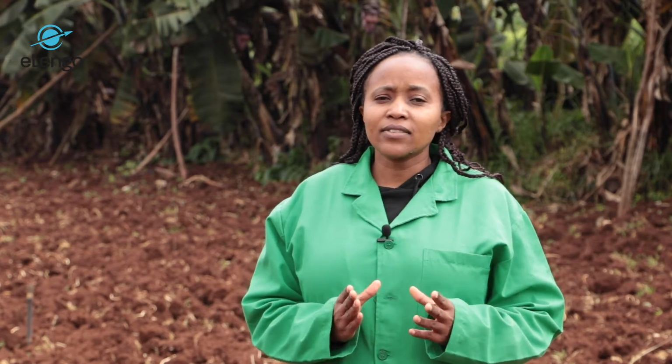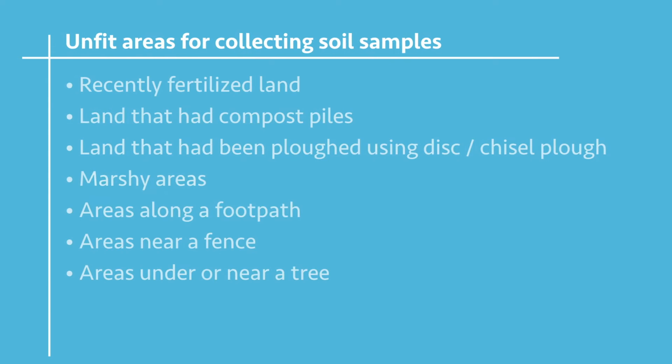While doing the soil sampling, some areas are considered unfit or unusual areas to pick your soil samples. These areas include recently fertilized land, or where we had previous compost piles, land that has been plowed using a disc or a chisel plow, marshy areas, along the footpath, near the fences, or areas under or near a tree. Along the footpath, the soil has been compacted and therefore very difficult to pick any soil sample. Along the fence lines, or near or under a tree, there is a microclimate and the soil happens to be fertile with a lot of organic matter, so they may not give a good representative of the field.